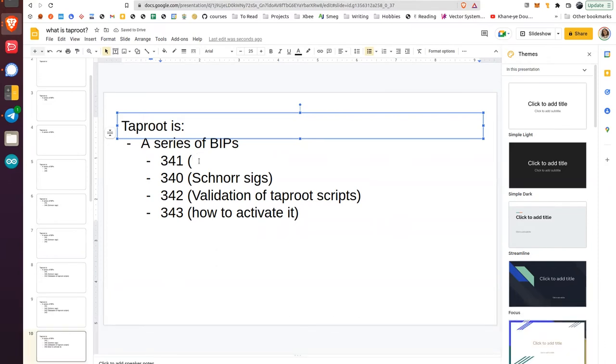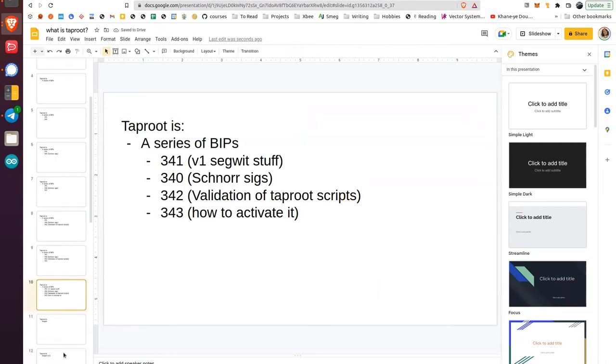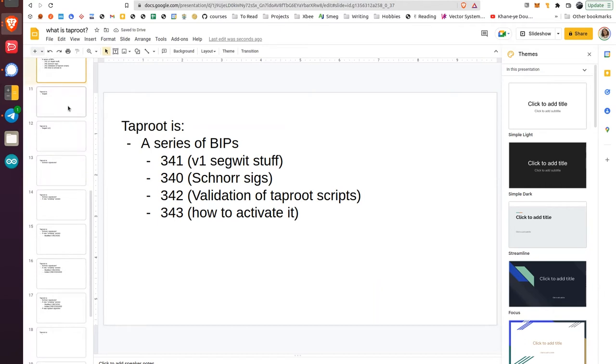Great. How far are we going to get on this? Okay, that's cool. 341 was like V1 SegWit scripting stuff, which we're going to talk about what that means shortly, I think. Okay, cool. So Taproot is a series of BIPs. Great. That was informative.